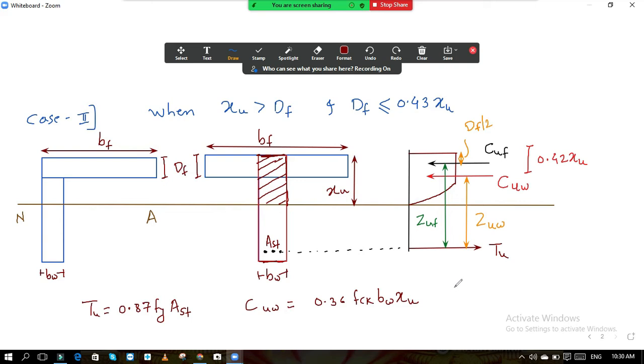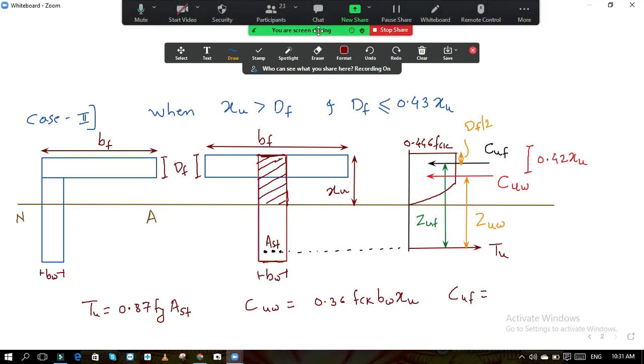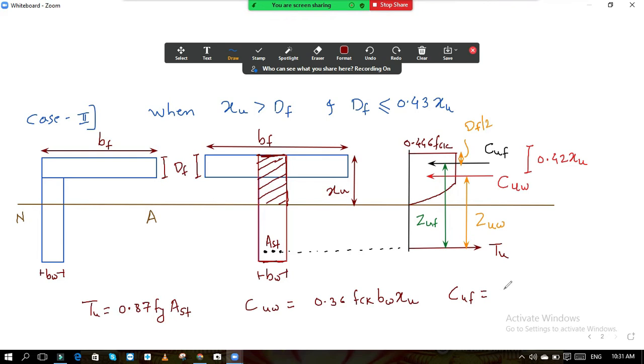Now the next thing is CUF, the compressive force in the flange. In the case of the flange, we know the stress is 0.446 FCK. This is your maximum stress. Again, the compressive force in the flange is nothing but stress into area. So what is the stress? Stress is 0.446 FCK. Okay, this is our stress.